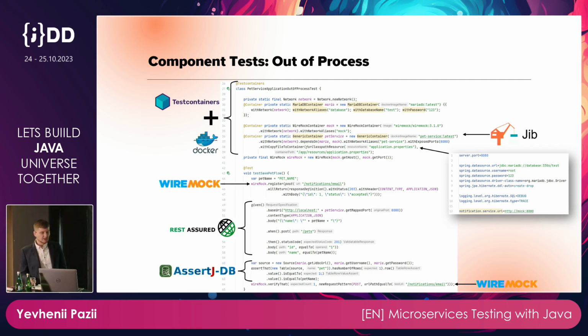So here's the example for the out of process test. The test case is the same. We're testing the same endpoint, but the configuration and setup here is much more complicated. Here I'm using the Docker image as an artifact to test. It has been built with Jib, and I'm using the generic container to make it run.